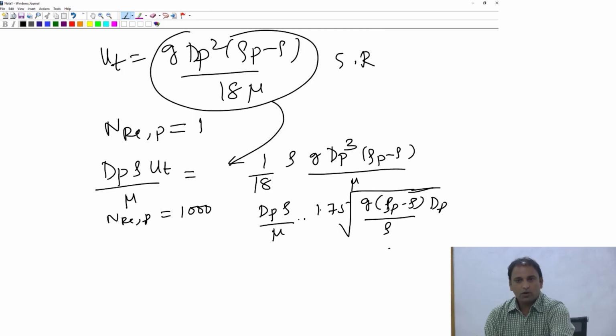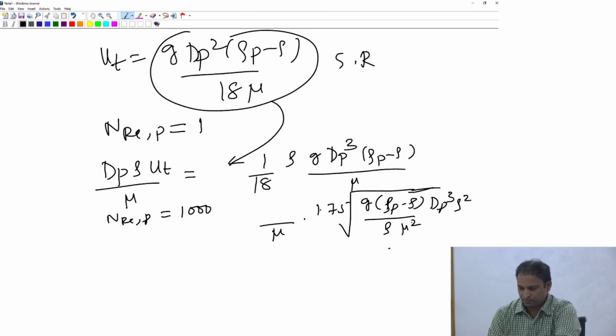So now what I can do is I can take the dp inside, so I can write it as dp cube, right? And then I have rho here. Again, I'm going to take rho square inside, and of course there's going to be mu square as well, right?